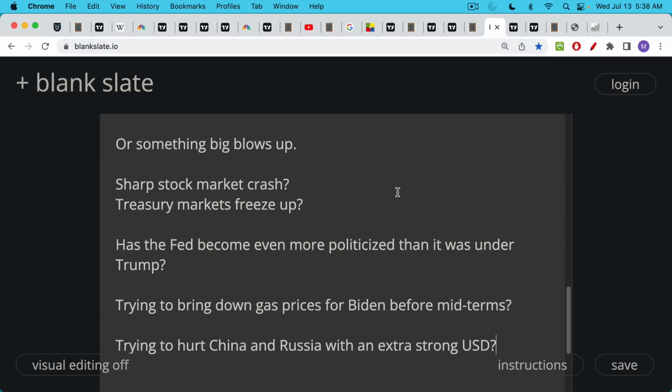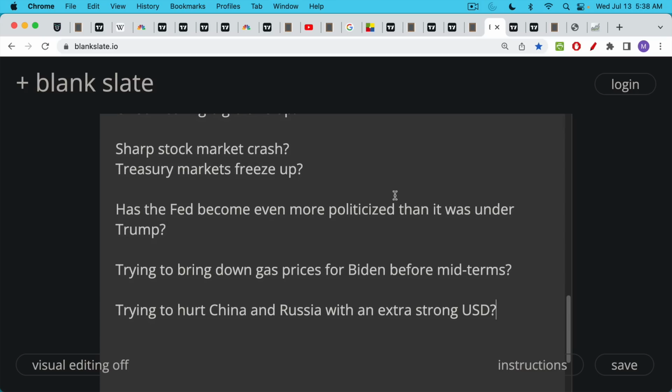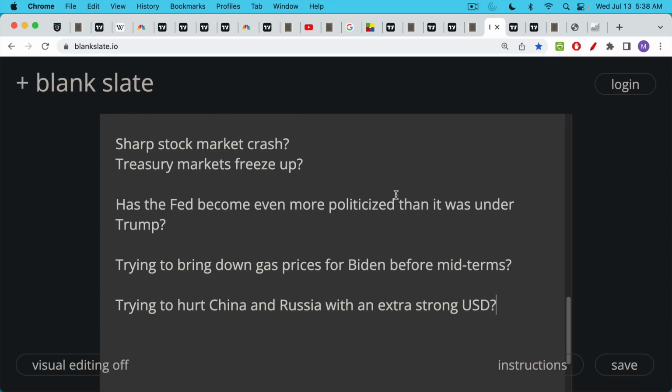Jerome Powell, head of the Federal Reserve, the U.S. Central Bank, has huge pressure on him to bring down gas prices and grocery prices and put a stop to inflation before the November midterm elections, which is going to be very bad for incumbents if inflation stays as high as it is. The other question, of course, is the U.S. Treasury and the Federal Reserve, are they working together to try to hurt China and Russia with an extra strong U.S.